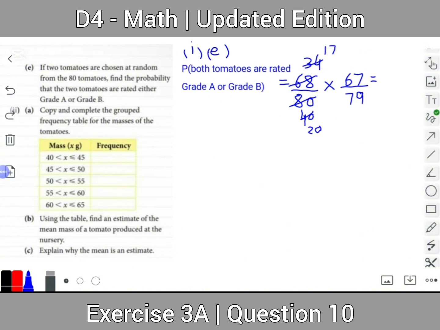Now 17 multiplied by 67 is equal to 1139, divided by 20 multiplied by 79, which is equal to 1580. So the probability that both tomatoes are rated grade A or grade B is equal to 1139 divided by 1580.